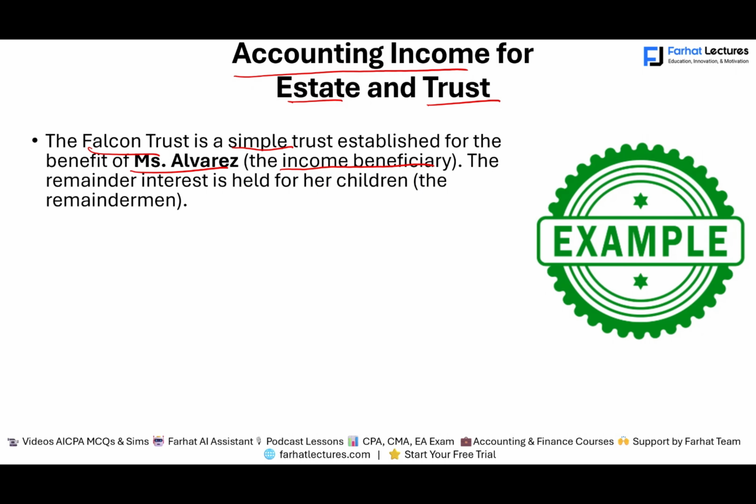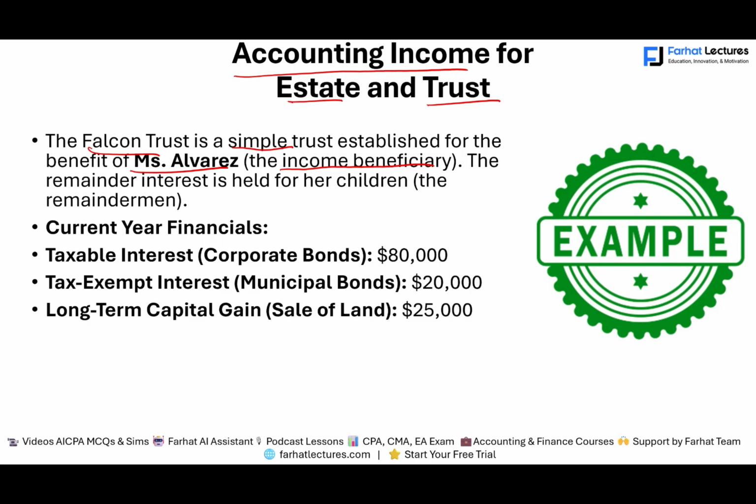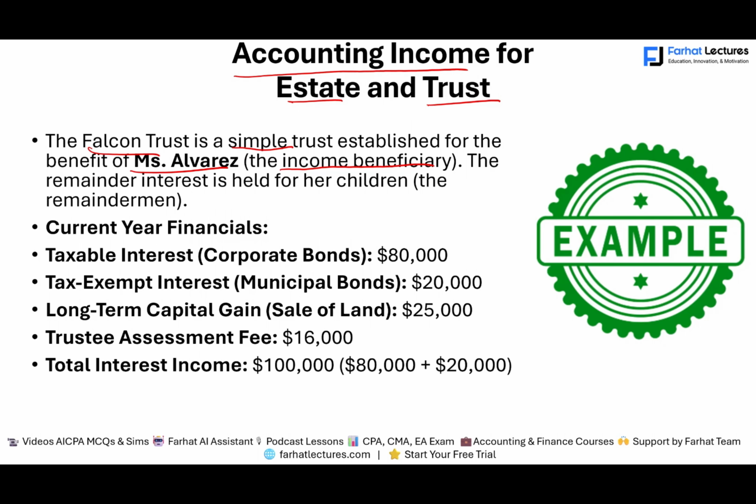They're called the remaindermen. The current financials are as follows: taxable interest from corporate bonds 80,000, tax-exempt interest from municipal bonds 20,000, long-term capital gain from sale of land 25,000, trustee assessment fee 16,000. Therefore, total interest income is 100,000, of which 20,000 is tax-exempt.